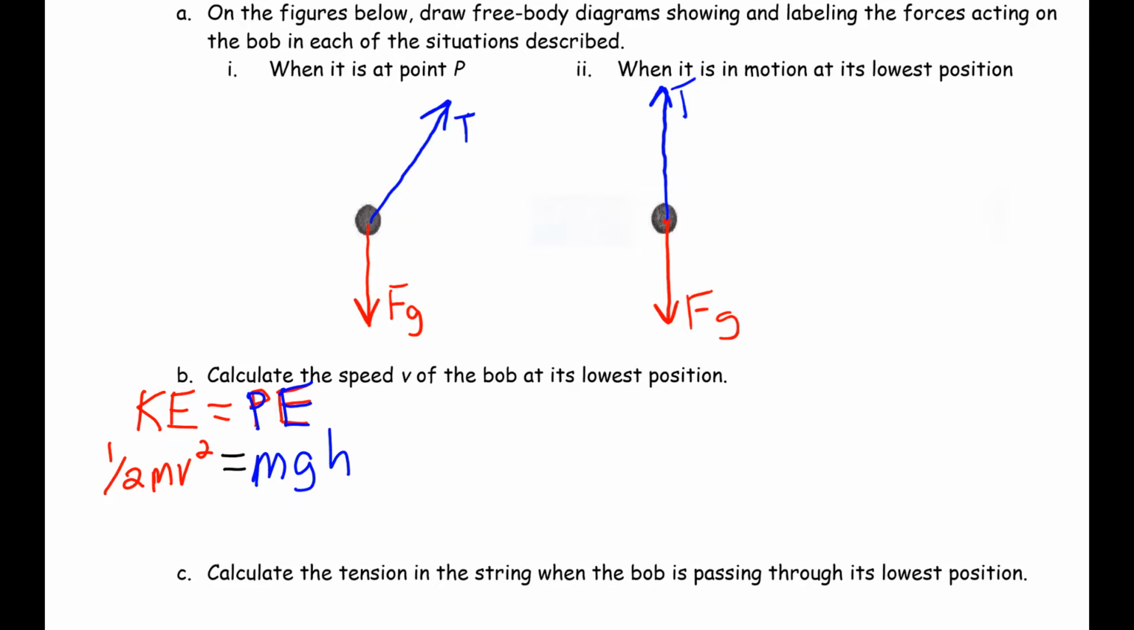Now, on this, we notice that we have an m here and an m here. They are the same m, so they can be canceled out. And so we rewrite it as v squared over 2 is equal to g times h. So if we want to get v by itself, we're going to have to multiply both sides by 2. So I'm going to multiply by 2 on both sides. And that's going to give us v squared is equal to 2gh.